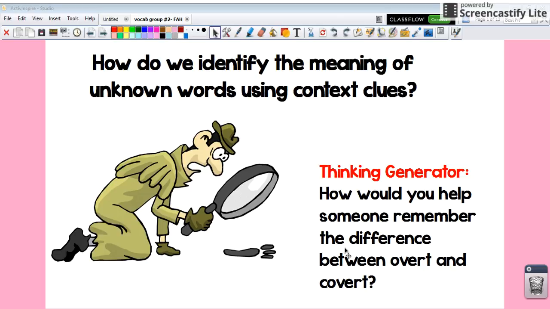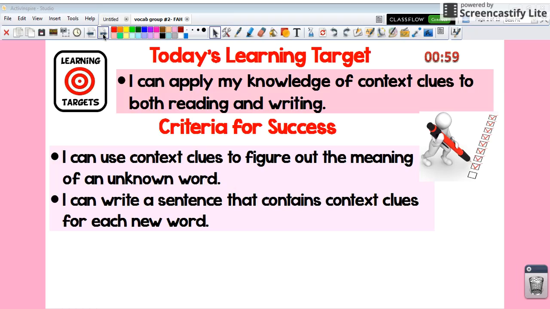Hey guys, this is Miss Arlequin, and in this video, we are going to be learning some new vocabulary words. So our teaching point is how can we identify the meaning of unknown words using context clues. And our learning target is we want to be able to apply our knowledge of context clues to both reading and writing. So we're going to use context clues to figure out the meaning of an unknown word, and then we're going to write a sentence that contains context clues for each of our new words.